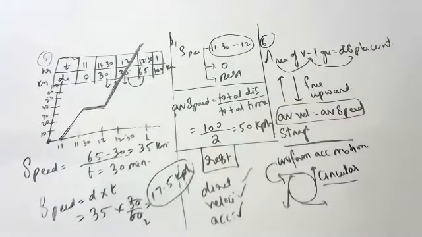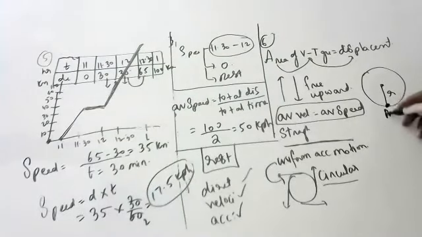Very important. A body is moving in a circular path of radius r. Understood? What will be the distance and displacement when it completes a half rotation?